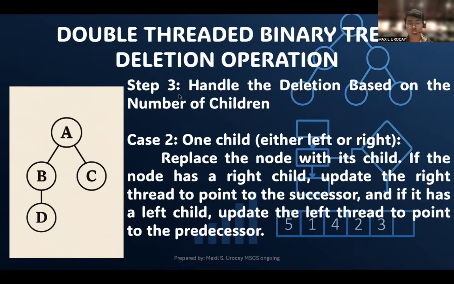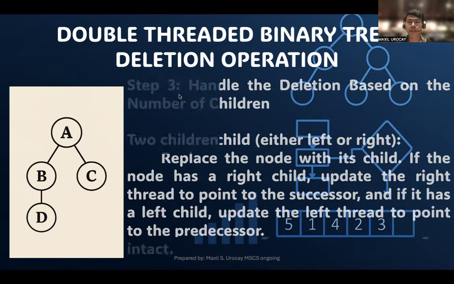So handle the deletion based on the number of children with case two, one child, either left or right. So replace the node with its child. If the node has a right child, update the right thread to point to the successor. And if it has a left child, update the left thread to point to the predecessor.